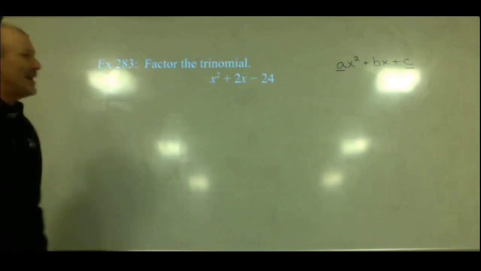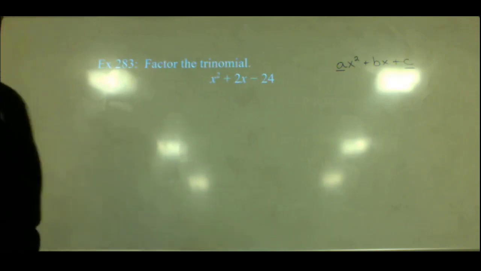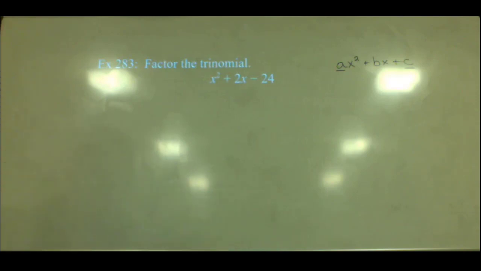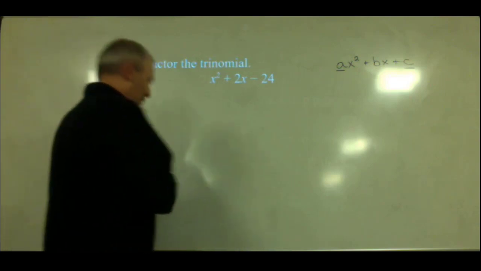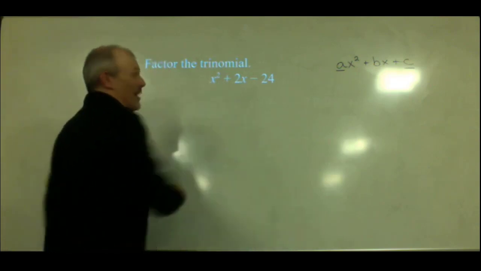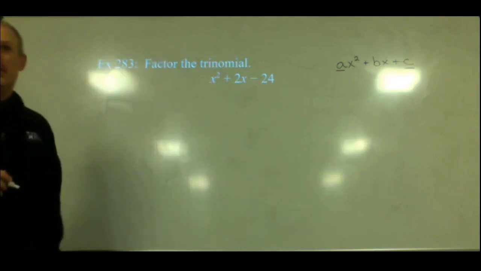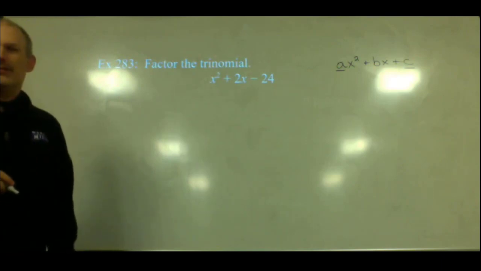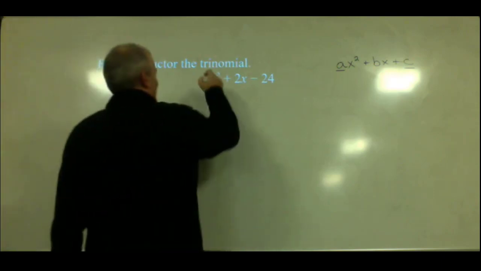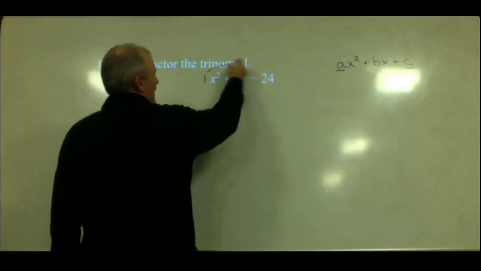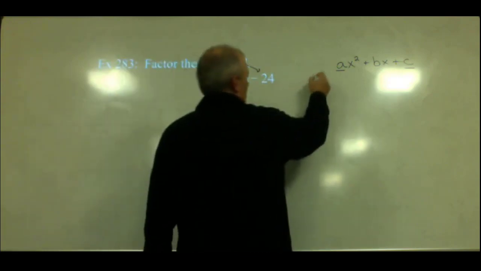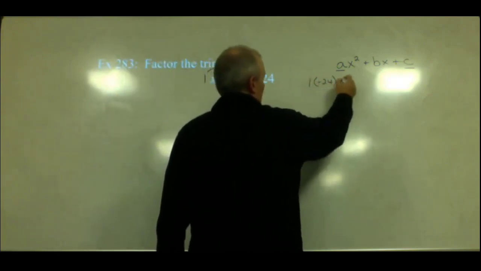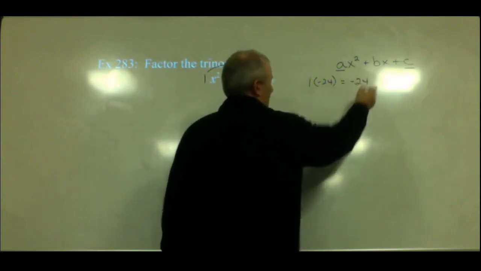All right. Factor the trinomial. Again, that just means it has 3 terms. It's nothing fancy. So what we have to remember is, what number is automatically in front of the x squared? A 1. So we are going to take 1 times negative 24, and that equals negative 24.